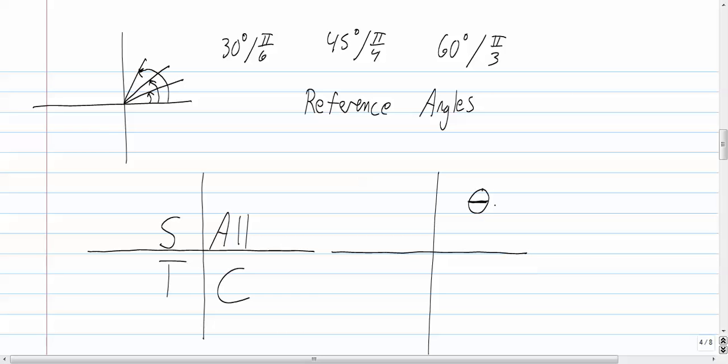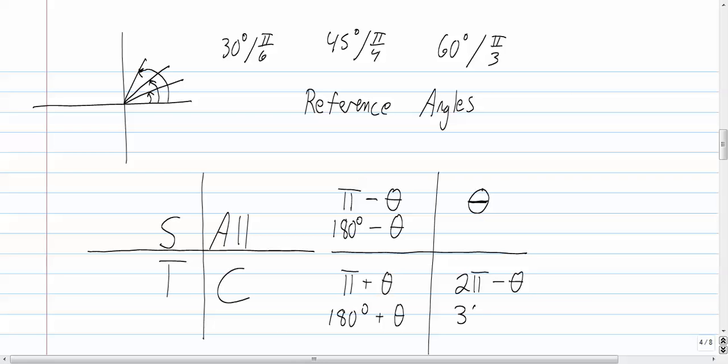To get its multiple in the second quadrant, you say pi minus theta, or 180 degrees minus theta. To get the angle measure or its multiple in the third quadrant, you say pi plus theta, or 180 degrees plus theta. And to get the multiple in the fourth quadrant, you say 2 pi minus theta, or 360 degrees minus theta.